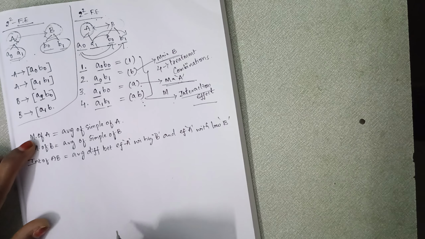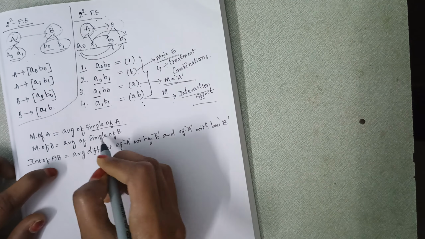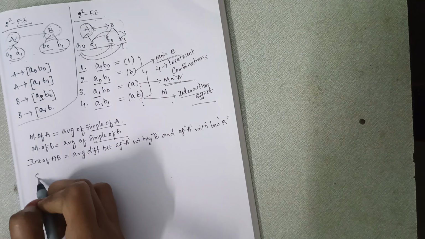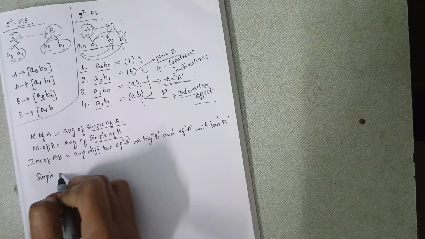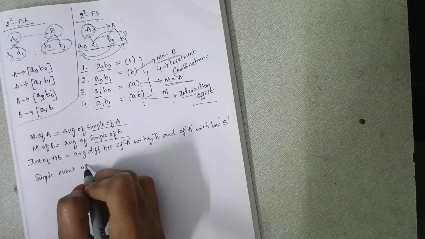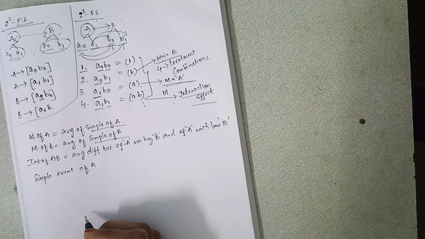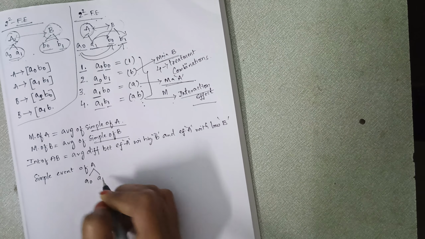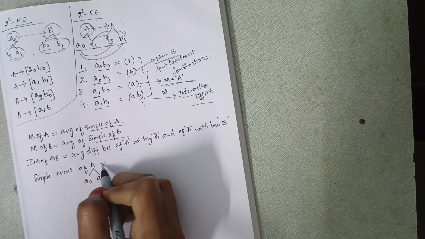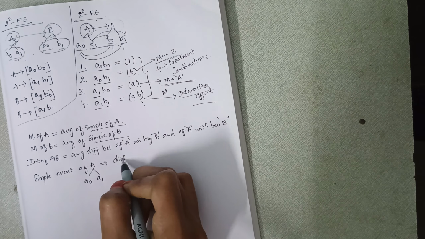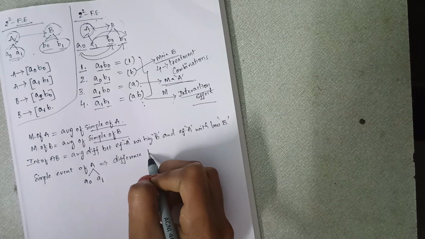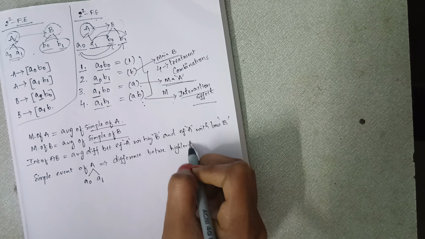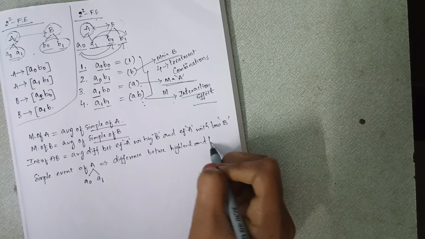So in order to find out the main effect, let us find out what the simple events are. So first let us take main effect of A. Simple event of A. A has 2 levels, A0, A1. Simple event of A is nothing but the difference between high level and low level.